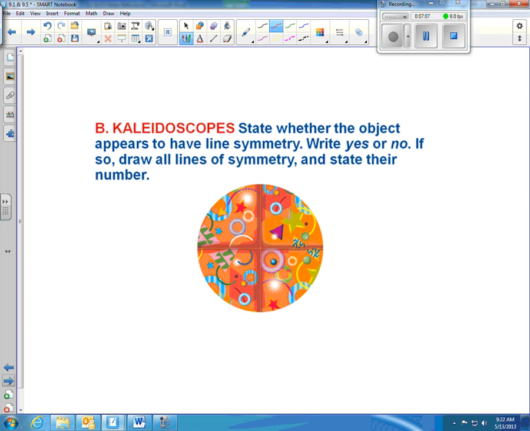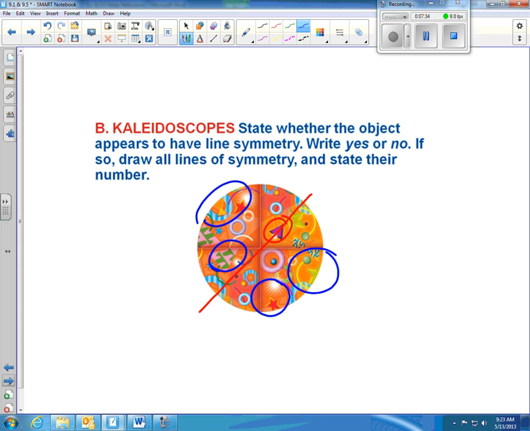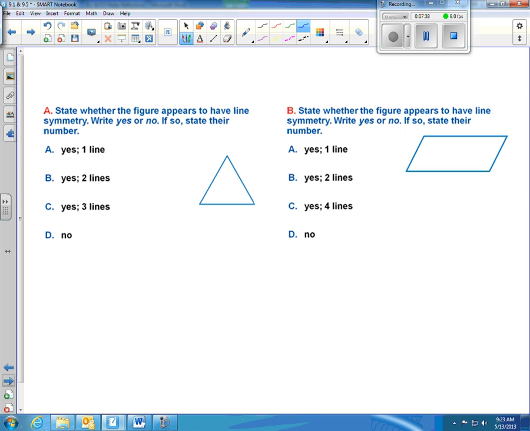All right. Number 2, state whether the object appears to have a line of symmetry. Right, yes or no? If so, draw all lines of symmetry and state their number. Well, looking at this one, I see this purple triangle here, and I don't see it anywhere else. So I'm going to see, can I run a line of symmetry through that purple triangle and fold it evenly? Well, I can't, because I can see that this image is not here. This image isn't reflected here. So we're going to say no. And that's all we have to do for that problem.